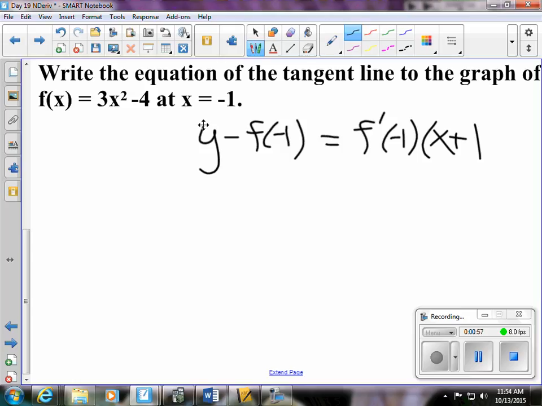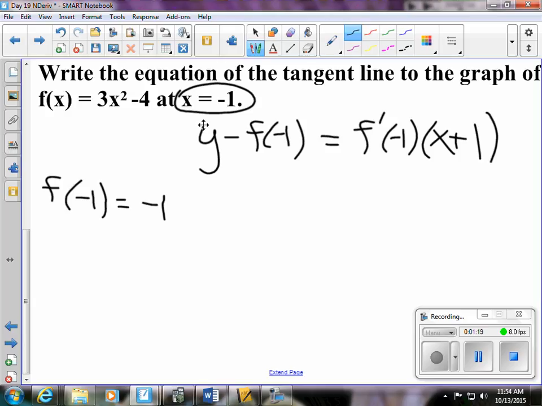Yeah, they gave us this. All right, so let's get our y1, f of -1. You plug -1 into your function, and it's -1.